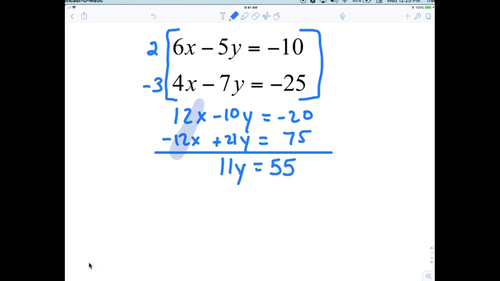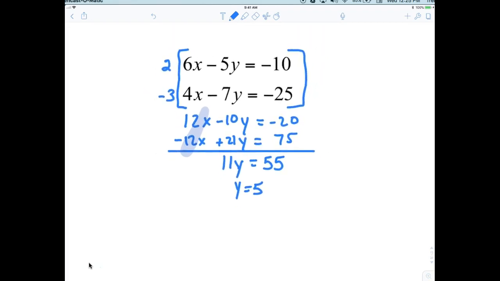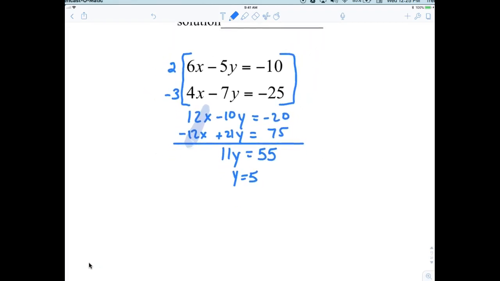Exactly. Some kids have made the mistake of accidentally putting x instead of y, which messes everything up, because when you substitute it back in, you'll substitute it for the wrong variable. So now we know 11y equals 55, so y is equal to 5. Now that I know y is 5, we're going to plug y in. We're going to pick the first equation: 6x minus 5 times 5 equals negative 10. Are you allowed to pick the bottom one? Yes, you can.